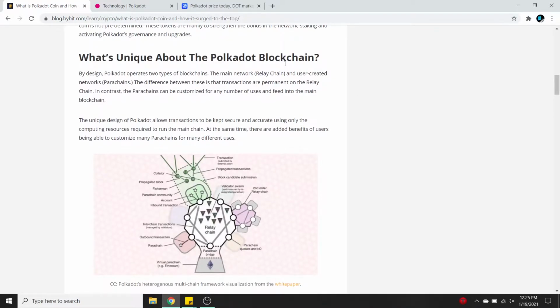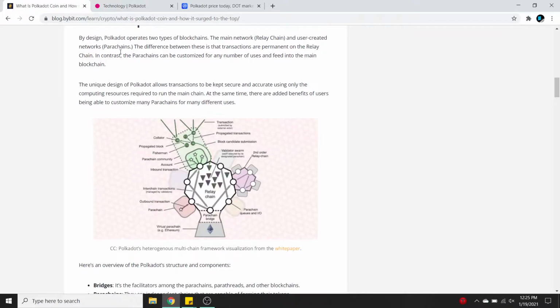What's unique about the Polkadot blockchain? By design, Polkadot operates two types of blockchains: the main network, the relay chain, and user-created networks, parachains. The difference between these is that transactions are permanent on the relay chain. In contrast, the parachains can be customized for any number of uses and feed them into the main blockchain. The unique design of Polkadot allows transactions to be kept secure and accurate using the only computing resources required to run the main chain. At the same time, there are added benefits of users being able to customize many parachains for many different uses.